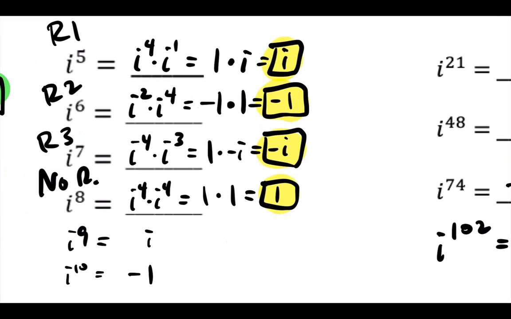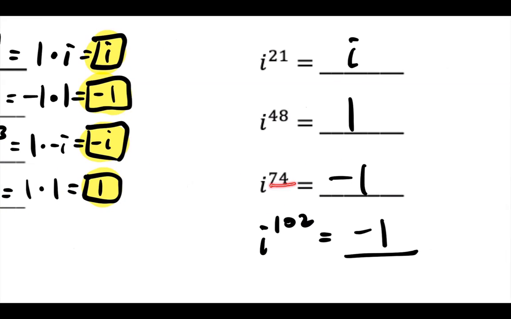So if I get a remainder of 1, that means my answer is going to be i, right? And if I get a remainder of 2, like I think 74 had a remainder of 2, that's -1. This guy right here did not have a remainder. 4 goes into 48 perfectly, evenly, no remainder. So that's why I have a 1. 102 goes in not evenly, but with a remainder of 2. So that's why we had a -1.